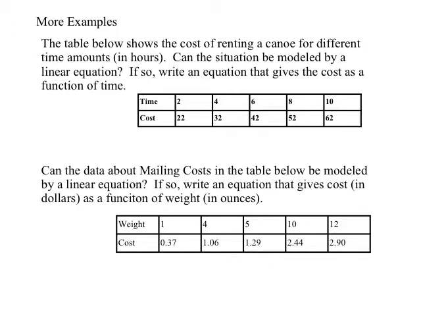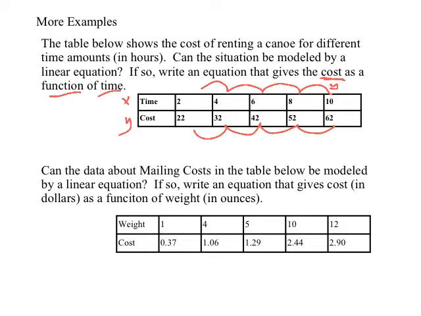So the first one, the table below shows the cost of renting a canoe for different time amounts in hours. Can this situation be modeled by a linear equation? If so, write an equation that gives the cost as a function of time. So cost is your y as a function of x. Time is your x. So what I do to see if it's linear is I look at my change in x and I look at my change in y, or the difference, and I see if those are constant.